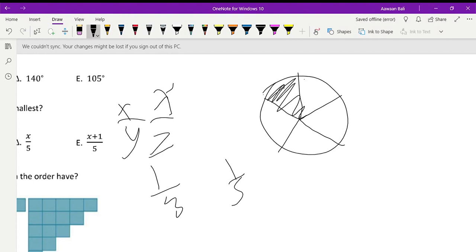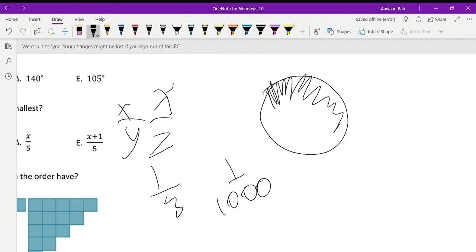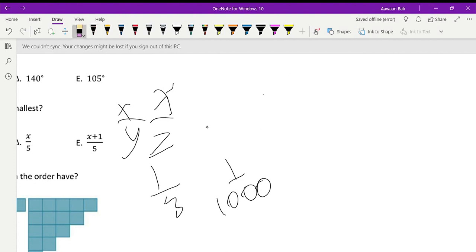Here's the cake. And if we had 1 upon 1,000, we would have to make 1,000 pieces, and that would be basically this much. A lot. It would just be like this much, maybe even less. So basically that. Now I hope you understand that.